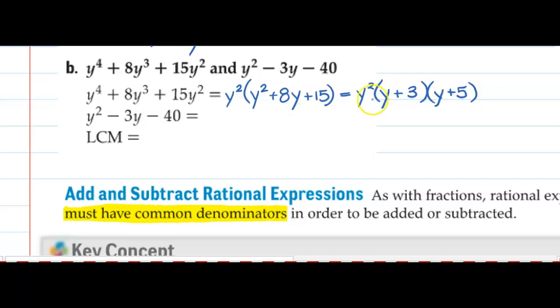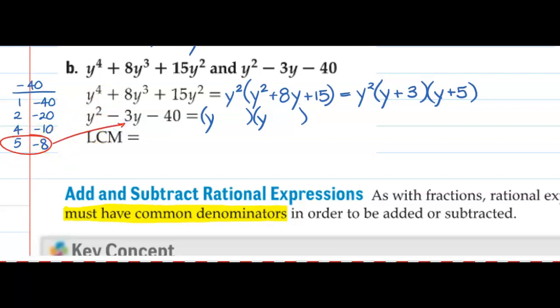Now I have it broken down as far as I can go. This one starts out a trinomial. There's nothing common, so I'm going to try to factor it. What multiplies to give me negative 40 and combines to give me negative 3? 1 and negative 40, 2 and negative 20, 3 doesn't work, 4 and negative 10, 5 and negative 8. We have a winner. 5 and negative 8 gives me negative 3. So that's my winning combination.